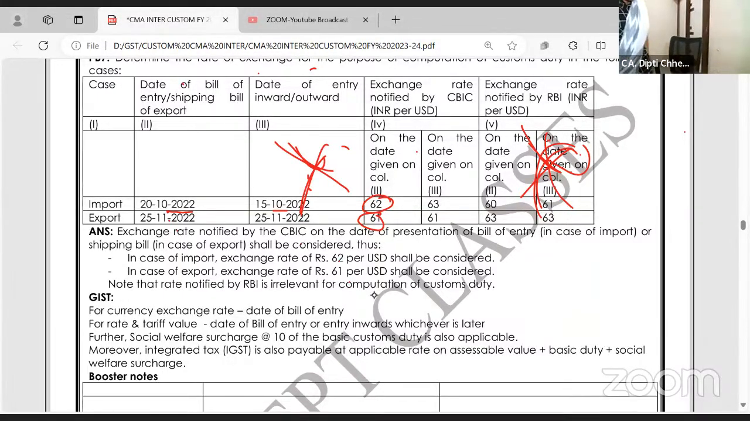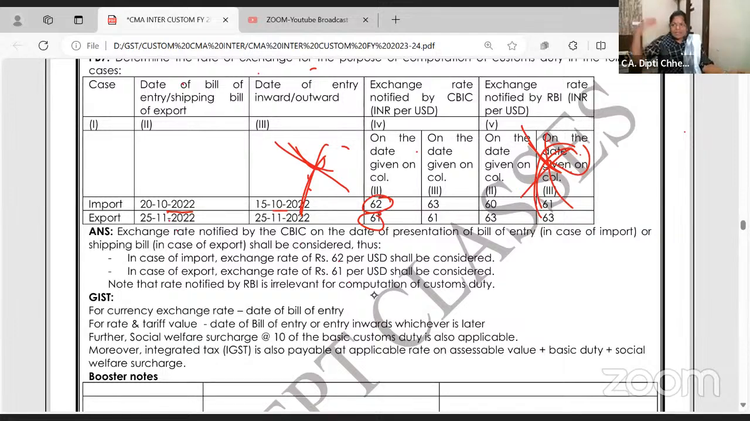So three things we have done until now. What is the taxable event? The day the bill of entry is presented for home consumption. Till then you don't have to pay the duty.